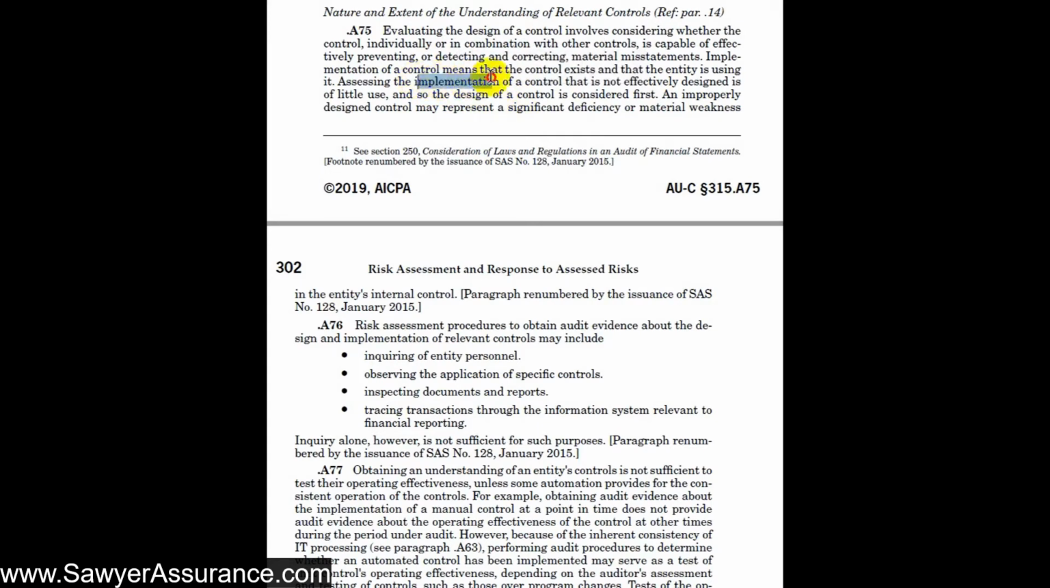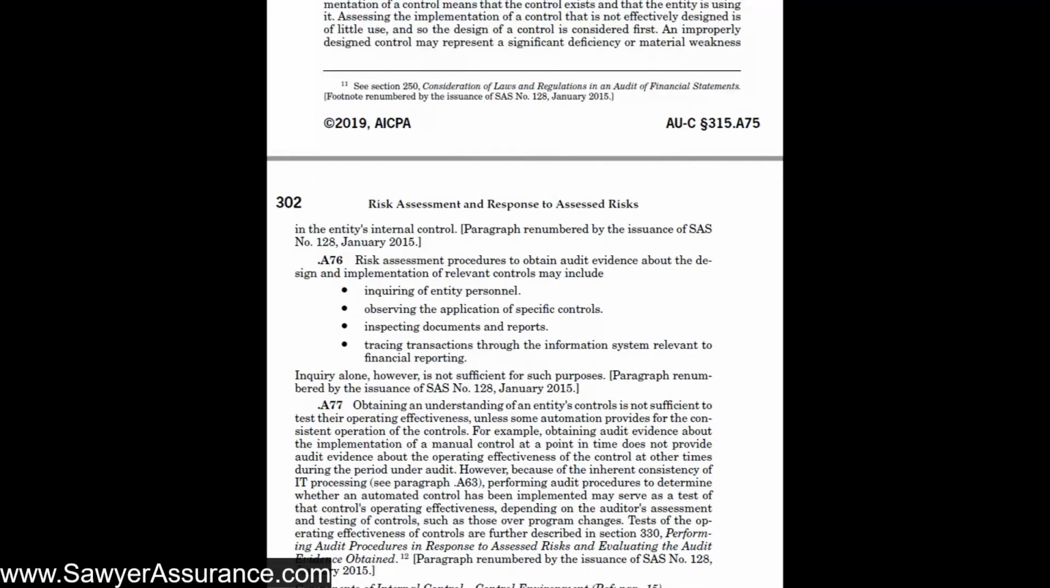And then that also flows into how they are implemented. So if there's a really well-designed control, but they haven't implemented it, then there's a risk of material misstatement there, which would cause a significant deficiency or material weakness. So next they give us some steps that we can use to gain an understanding of this design and implementation of controls. This might include inquiring of the entity's personnel, observing the application of specific controls, which is commonly called a walkthrough, inspecting documents and reports, and tracing transactions through the information system relevant to the financial reporting.